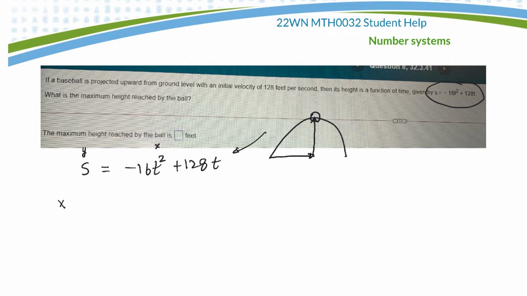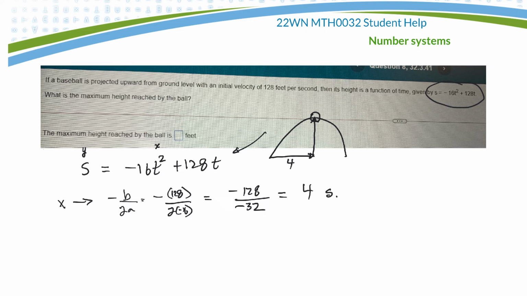So to get the vertex, to get the x-coordinate, minus b over 2a, minus something over 2 times something. So b is 128, a is minus 16. So this would be negative 128 over negative 32. The negatives cancel. I think that comes out to 4. So x is 4, so that'll be 4 seconds. That'll be this distance here. So it takes 4 seconds to get to its maximum height.